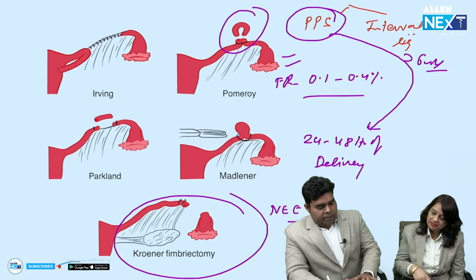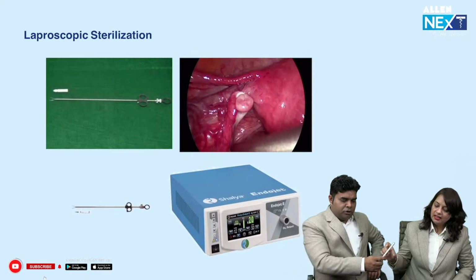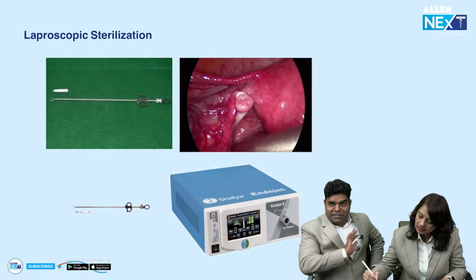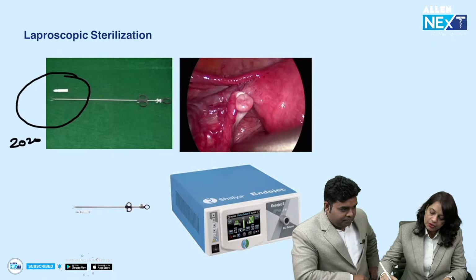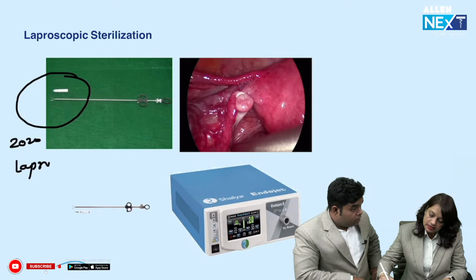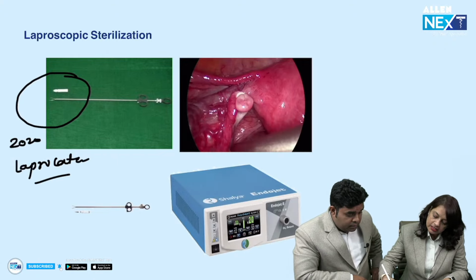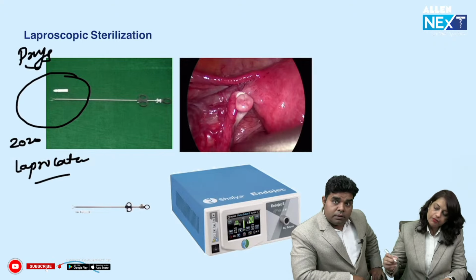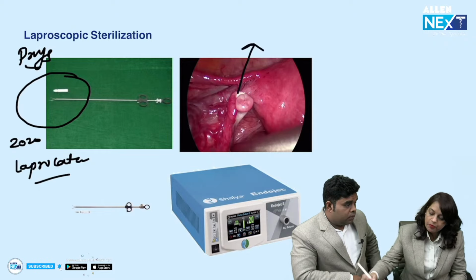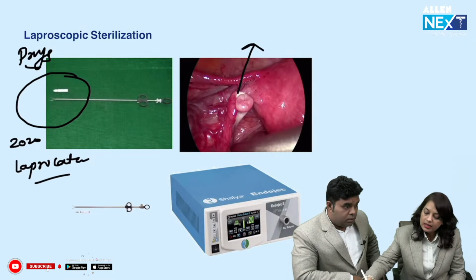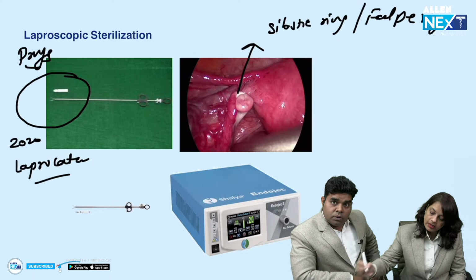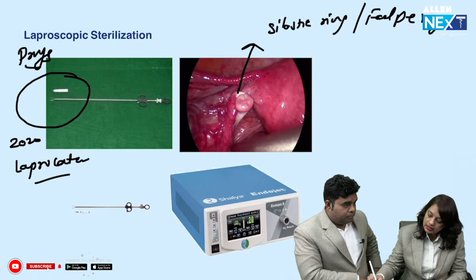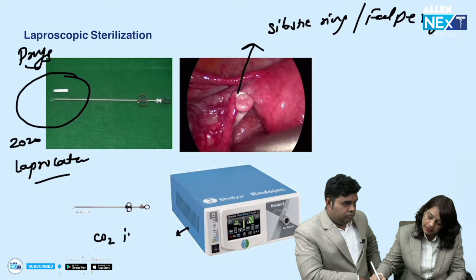So coming on to the next question, this is the laparoscopic sterilization. This is laprocator. This was a question in 2020. Identify. So this is laprocator, and it has prongs to lift the fallopian tube, and the type of material we use to ligate is the silastic rings, which are called Fallope rings. And this is the carbon dioxide insufflator.